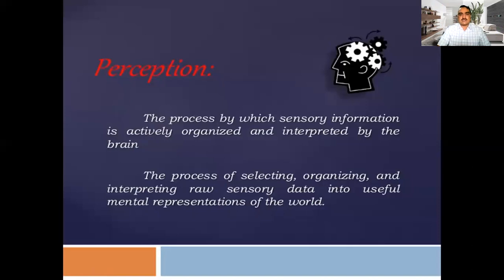To know more about perception, these statements are also helpful. Perception is the process by which sensory information is actively organized and interpreted by the brain. I repeatedly say that information is received through these five important sensory organs, and that information has to be actively organized and interpreted by the use of the brain.